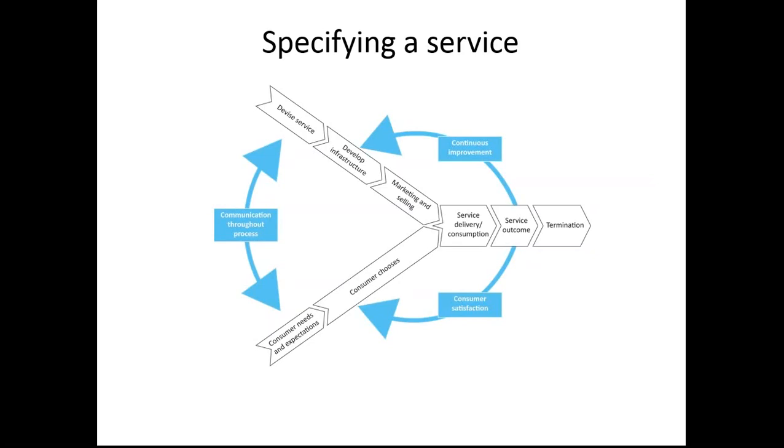Thanks. Specification, specifying services. Because of the nature of services, there's a whole process mapping that we use. So the first thing is to design the service, then develop the infrastructure around it, then go through marketing the service to ensure we've got it right, and then to deliver the service, then to get the service outcomes, then to terminate the service when it's complete, then to take on board the consumer needs and expectations and how the consumer chooses what they want to have, to build in sets of continuous improvement, to develop customer satisfaction and communication processes.